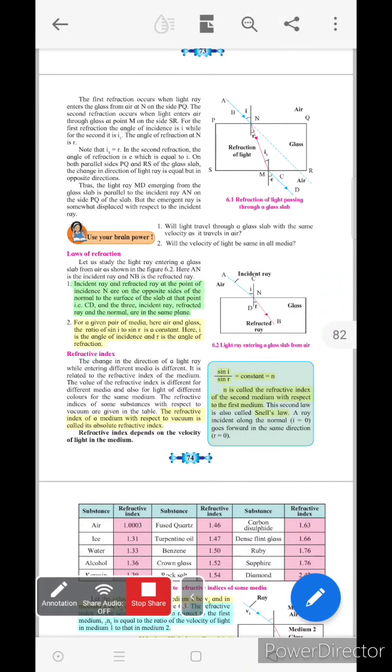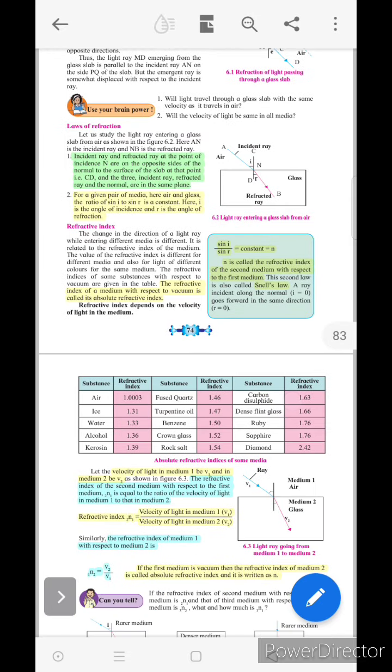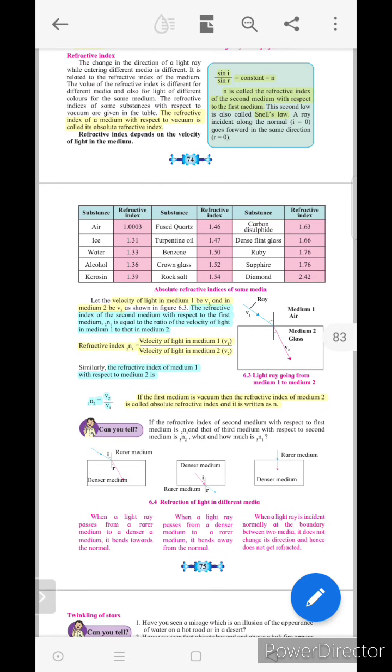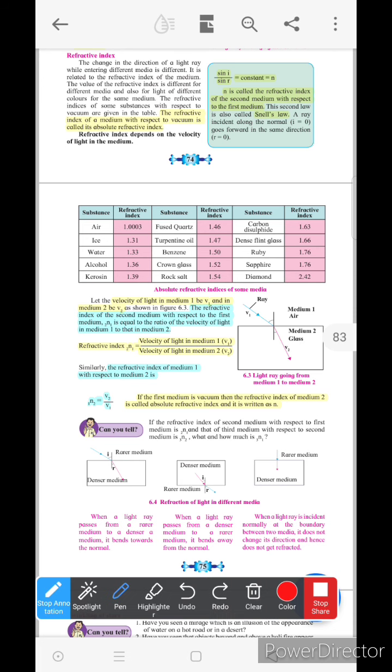Page number 74, there is no reduction. Page number 75, here you have to cut only this part. You can study only substances and their refractive index. So only air, ice, water, alcohol, kerosene. Other else is removed from this page.